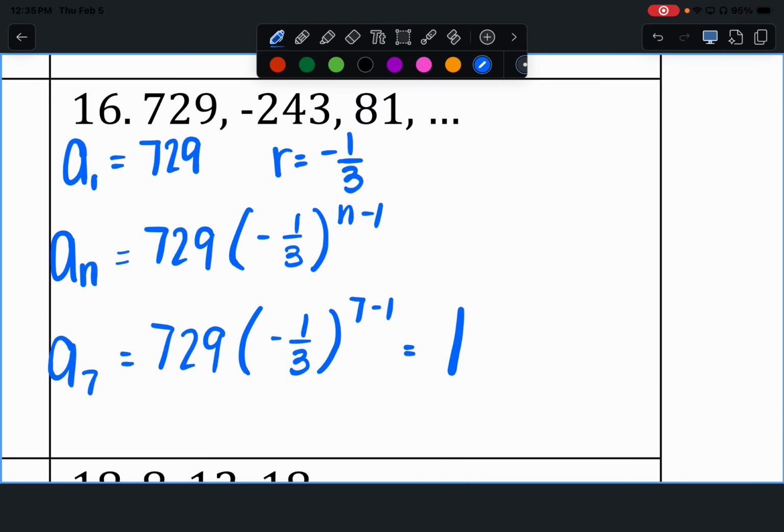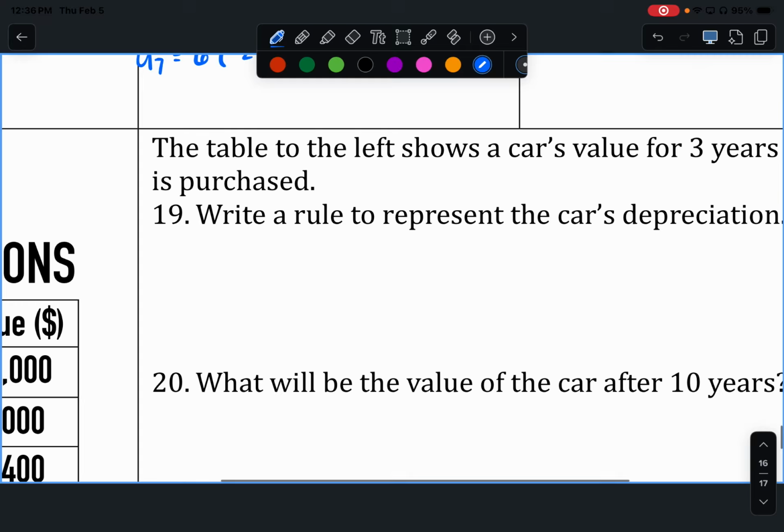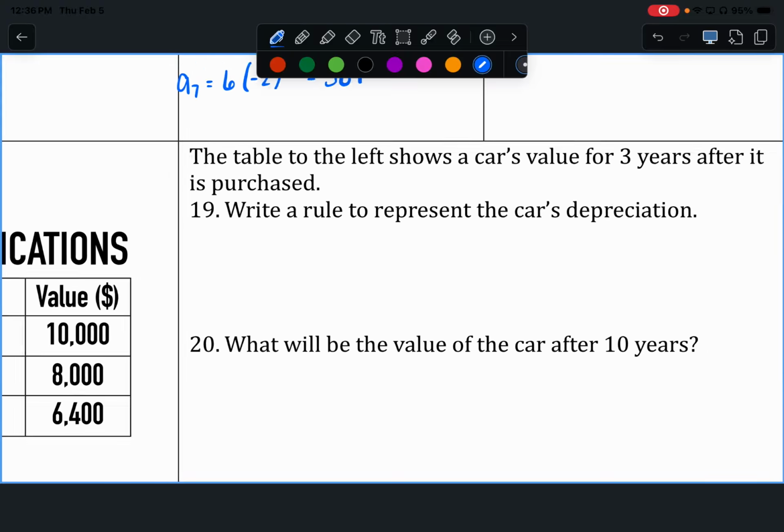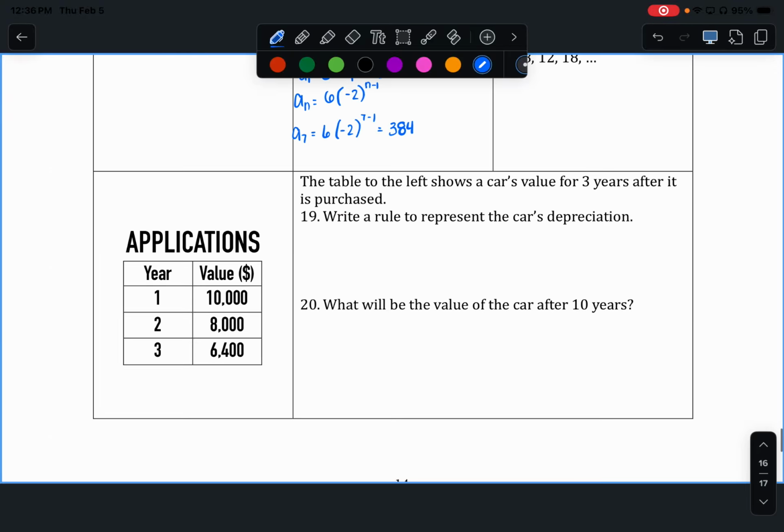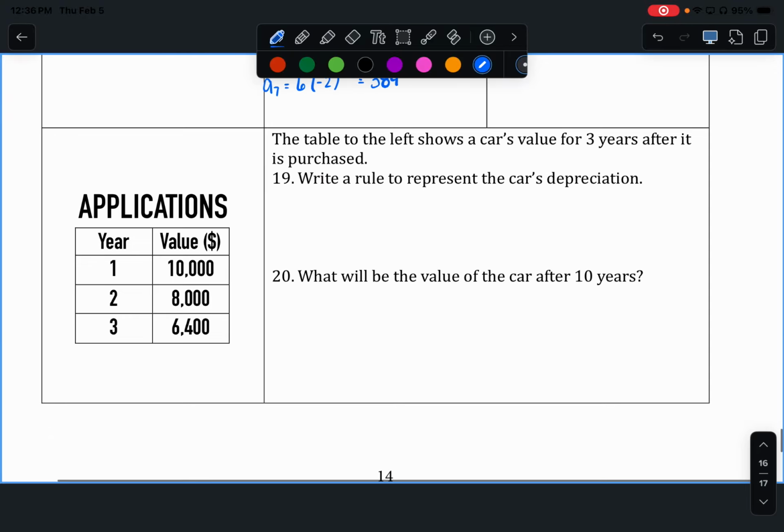All right, we're going to look at the word problem at the bottom. So another useful thing that we can do with geometric sequences is use them in growth and decay problems where they don't give us the rate, but they give us a list of values. So for instance here, it gives us the values for the first 3 years a car is owned. It doesn't give us the interest rate, it just asks us to find how it depreciates.